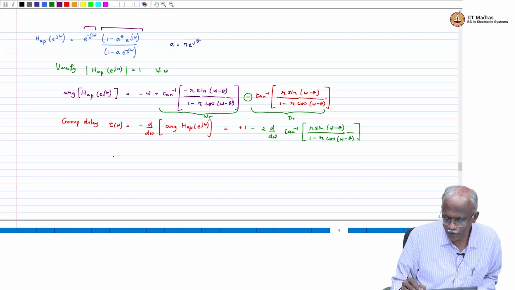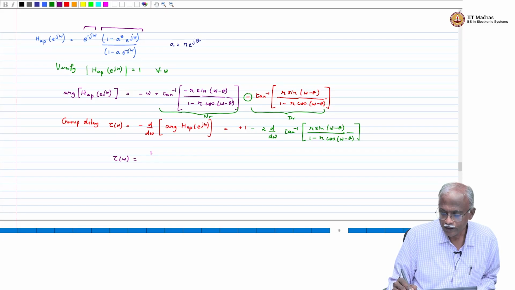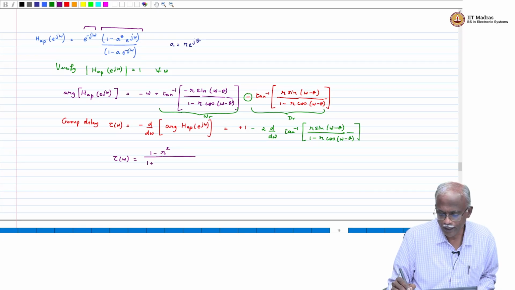So finally, when you finish the differentiation, this is what you should get. The τ(ω) for a first order all-pass function will be obtained as (1 - r²) divided by (1 + r² - 2r cos(ω - θ)).